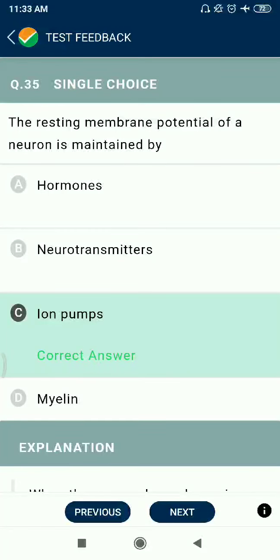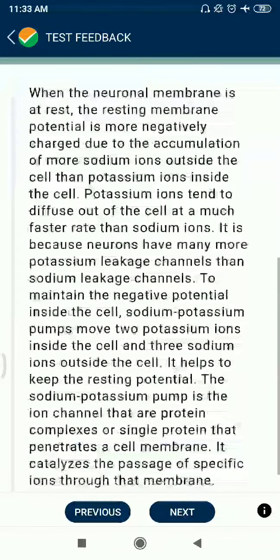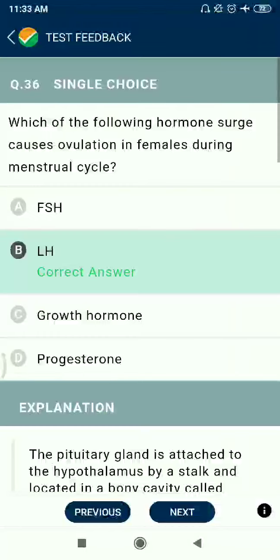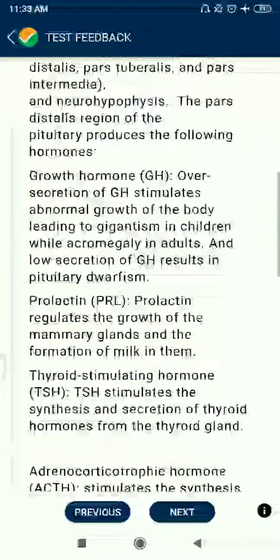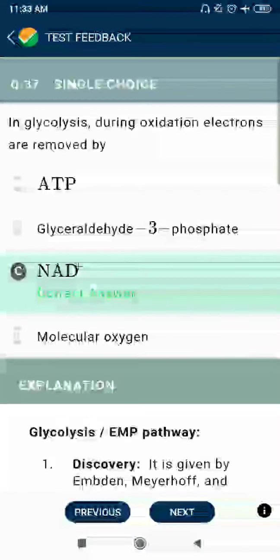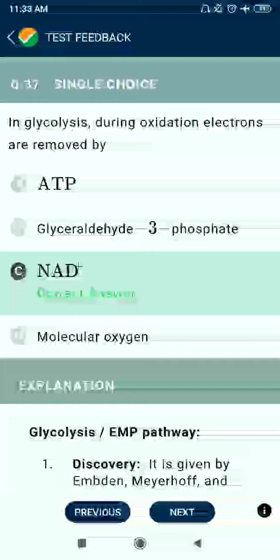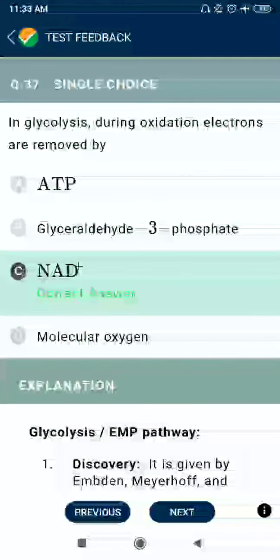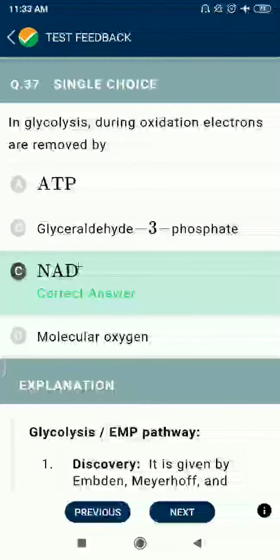Question number 35. The resting membrane potential of a neuron is maintained by ion pump. Question number 36. Which of the following hormone surge causes ovulation in females during menstrual cycle? LH. Question number 37. In glycolysis during oxidation, electrons are removed by NAD+.